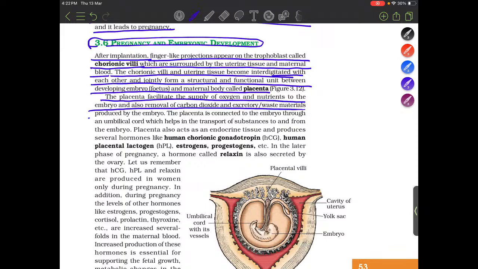The placenta facilitates the supply of oxygen and nutrients to the embryo and also the removal of carbon dioxide and excretory waste material produced by the embryo. The placenta is connected to the embryo through an umbilical cord, which helps in the transport of substances to and from the embryo.